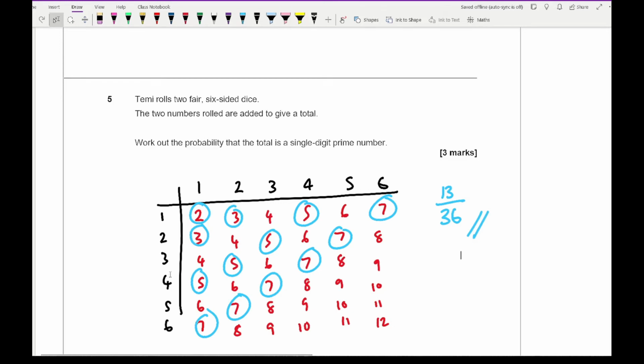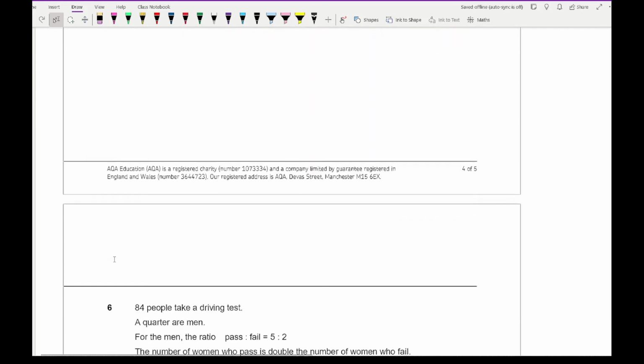Now, where the three marks would come from is one mark would be from drawing the sample space diagram, another mark will be counting how many single digit prime numbers there are, and then the third mark will come from you writing the probability in its simplest form.